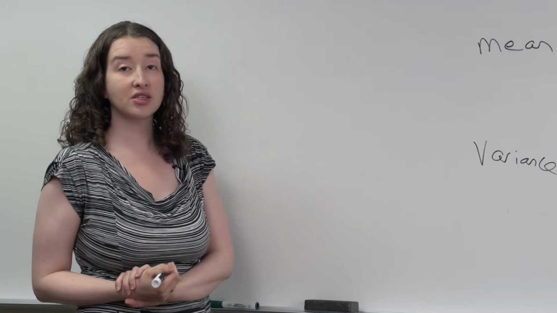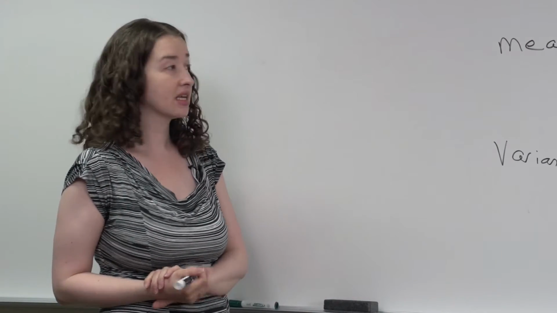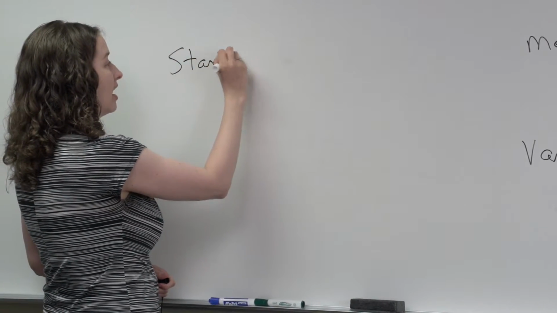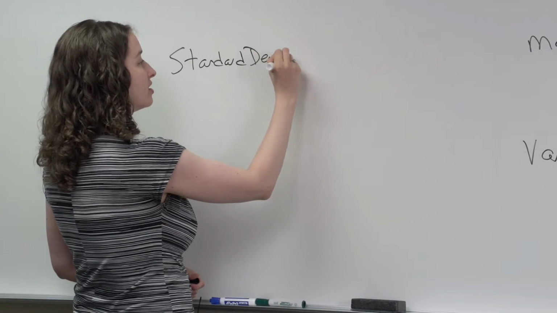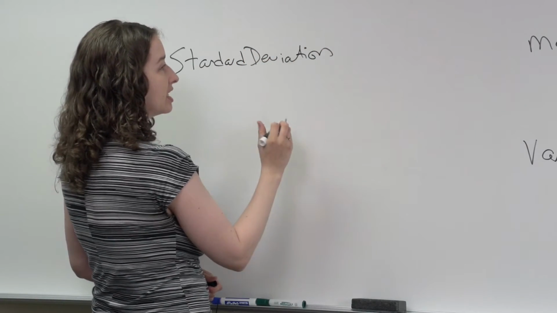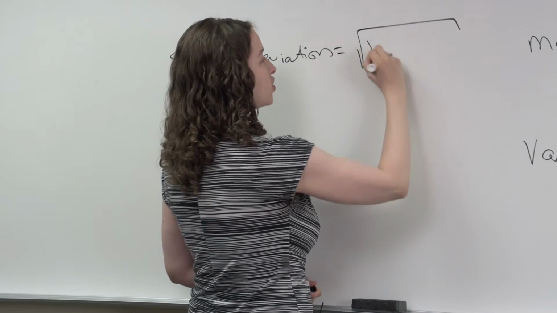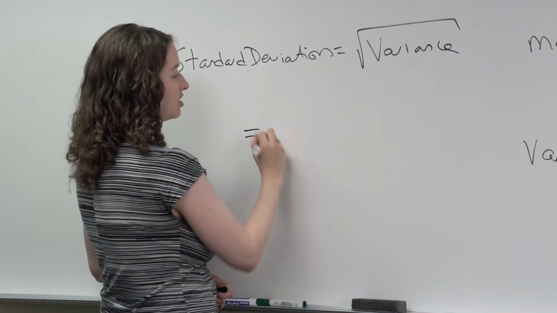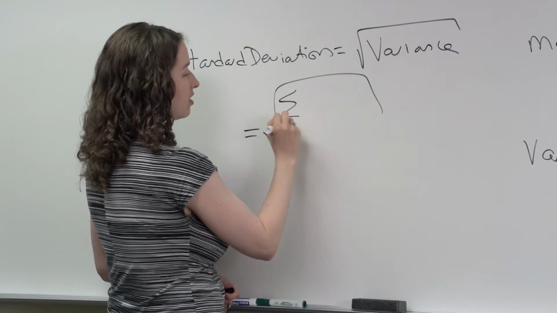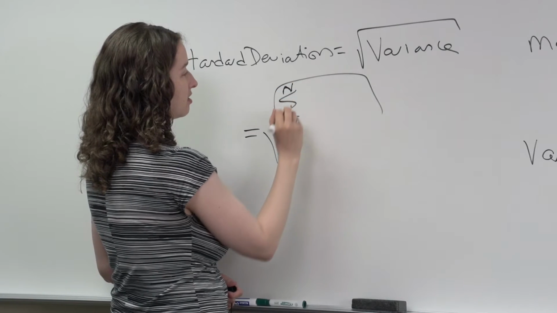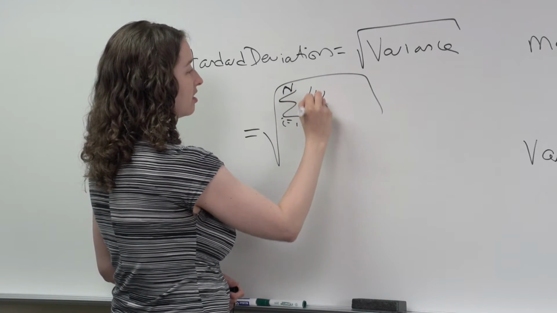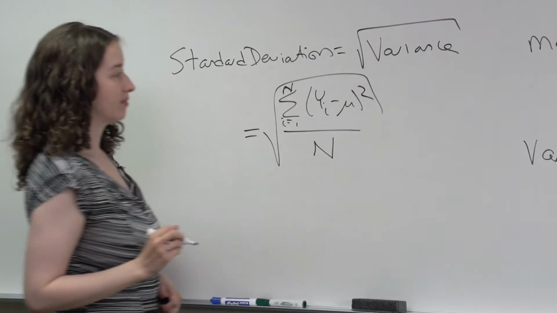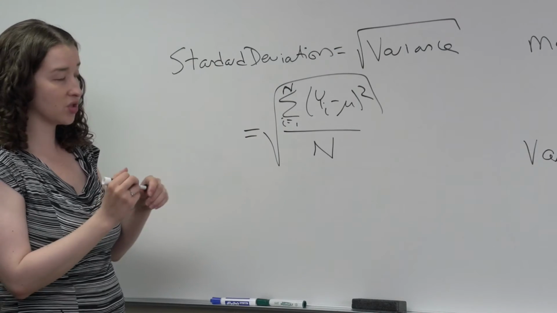One more quantity that students typically hear about in an intro stats class is the standard deviation. And we don't have to learn anything else in order to define the standard deviation, because it's exactly equal to the square root of the variance. In other words, the standard deviation is equal to the square root of the sum from i goes from 1 to capital N of yi minus mu squared over N. So standard deviation is just the square root of the variance.